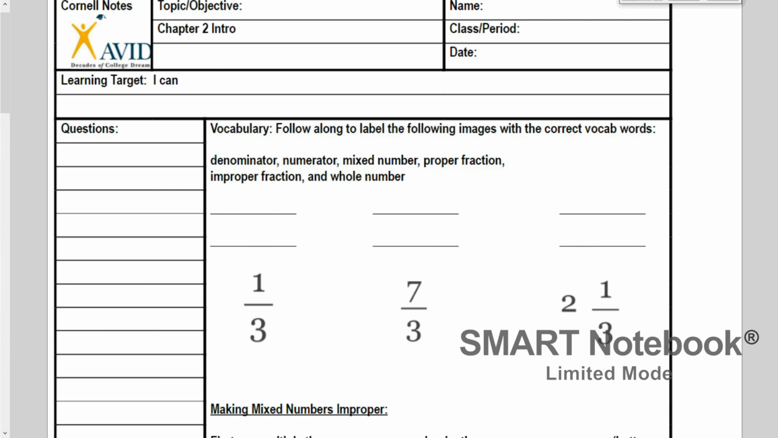Today we are going to review adding fractions. So our learning target today is I can add, and we're going to call them mixed numbers, and we'll talk about that vocab word in a minute. Okay, so today we're going to be adding mixed numbers.